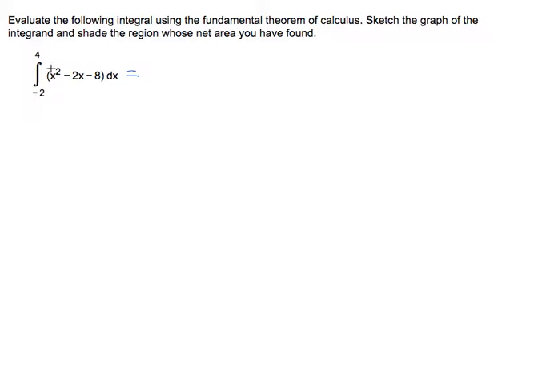The antiderivative of x squared is 1/3 x cubed, minus the antiderivative of 2x, which is minus x squared, minus 8x. We're going to evaluate that from -2 to 4. So we're going to plug in 4, minus plug in -2, which is going to involve a bit of arithmetic.